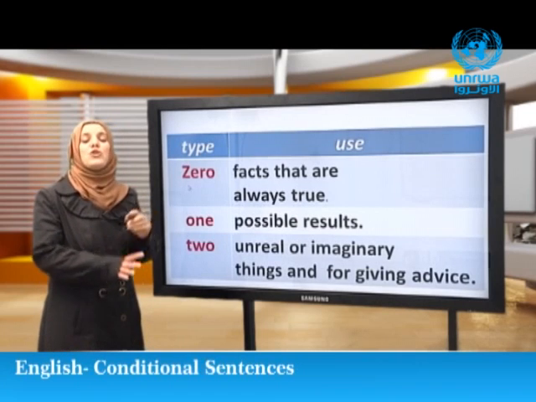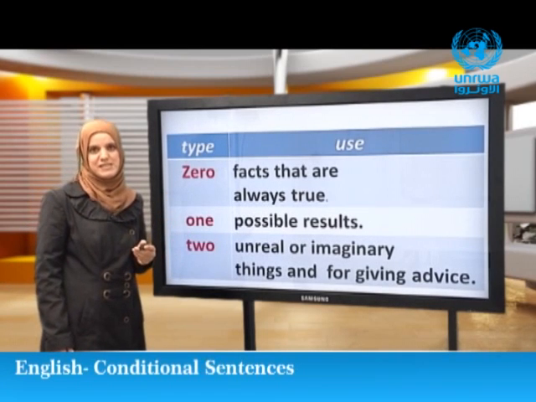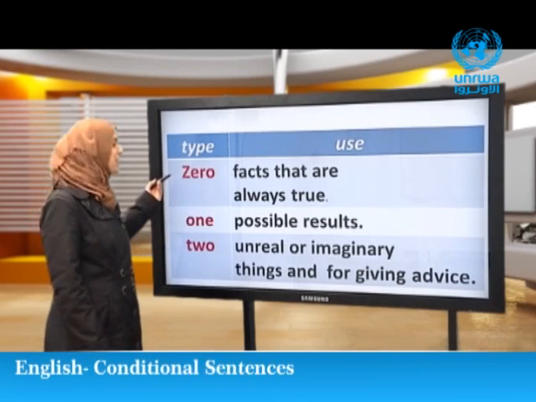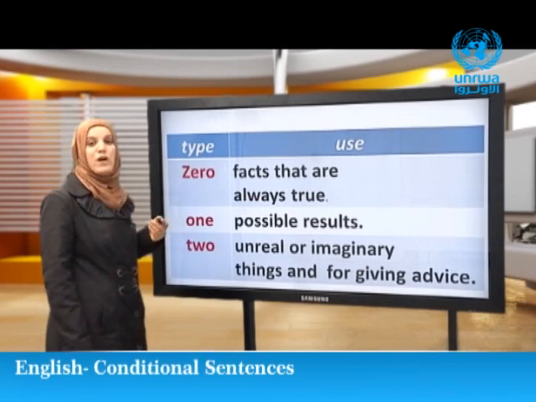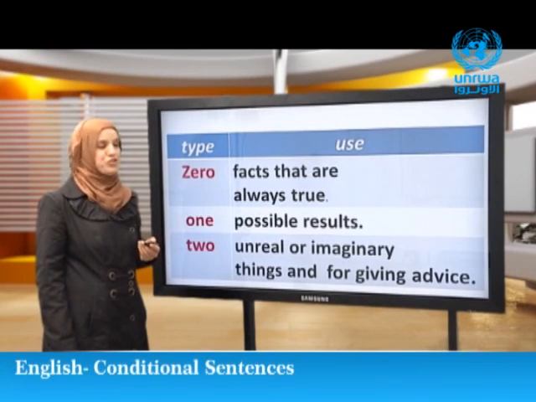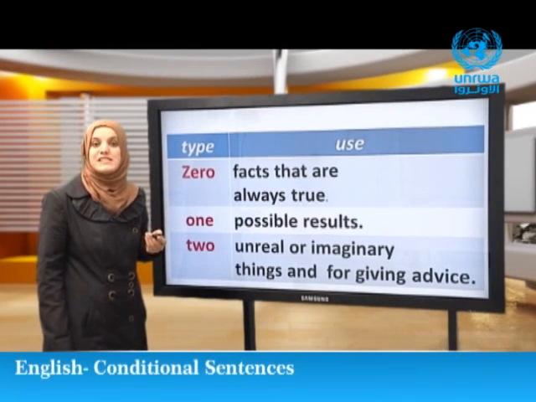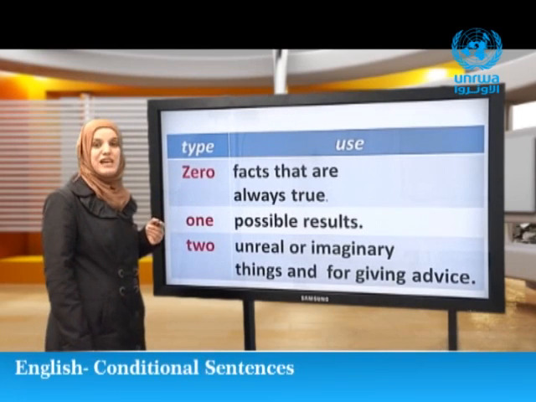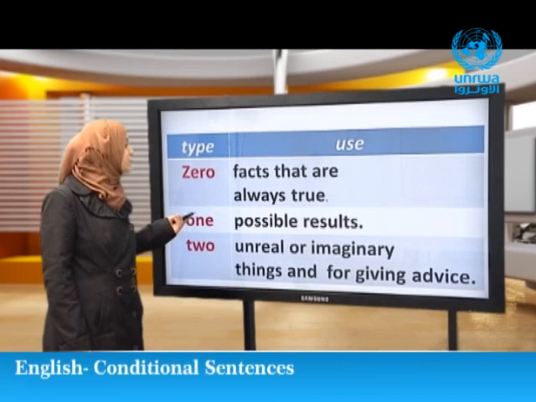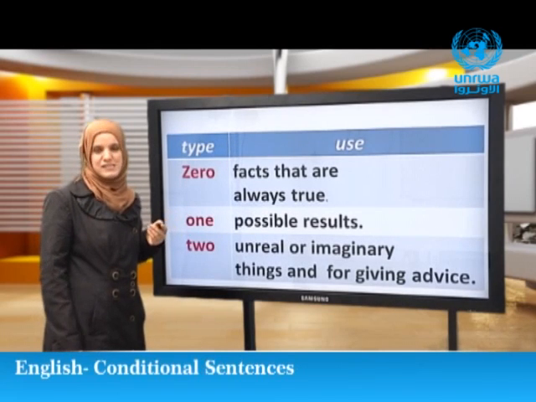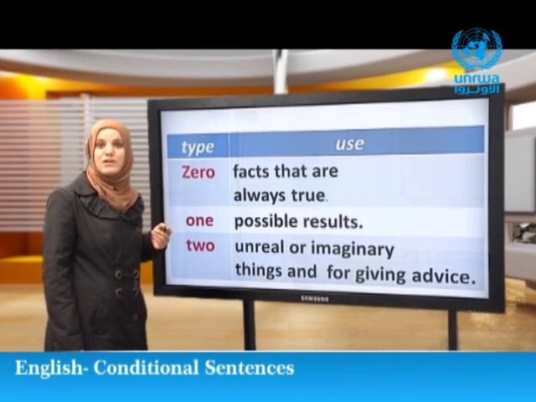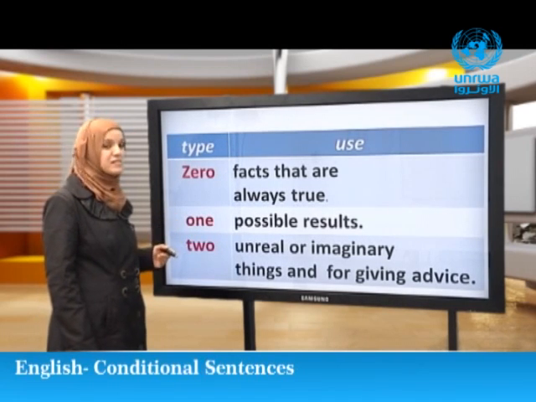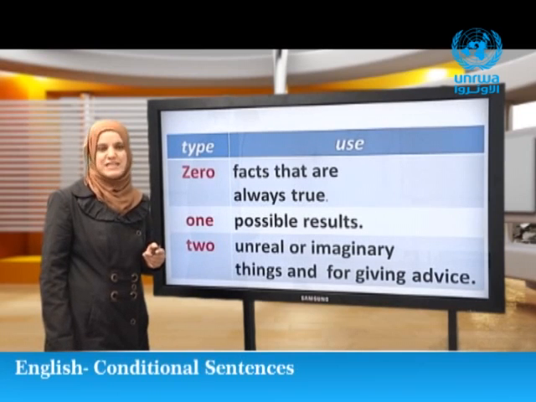Now, let's revise all the types of the conditional sentences. We have learned 3 types of conditional sentences: zero conditionals, type 1 conditional, and type 2 conditional. We use zero conditional sentences for facts that are always true. Type 1 conditional sentences, we use them for possible results. And type 2 conditional sentences, we use them for unreal or imaginary things and sometimes for giving advice.